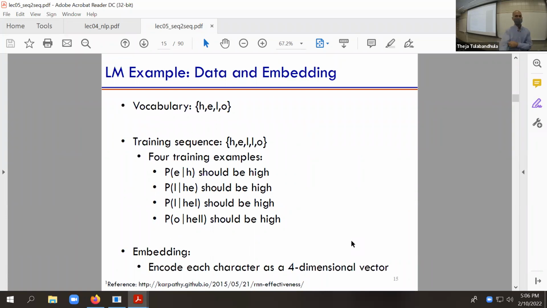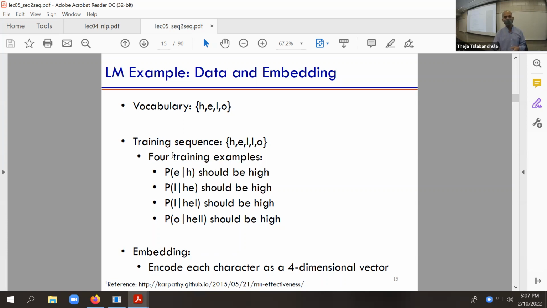So here's an example. Let's say our English vocabulary has only 4 letters. That's not the case, but let's say only 4 letters: H, E, L, and O. And we have one training data point, which is the word H, E, L, L, O. This is the training sequence. I want to produce next characters given previous characters. From one training sequence, I can produce these training examples. Given H, I can try to produce E. Given HE, I can produce L. Given HEL, I produce L, and so on.